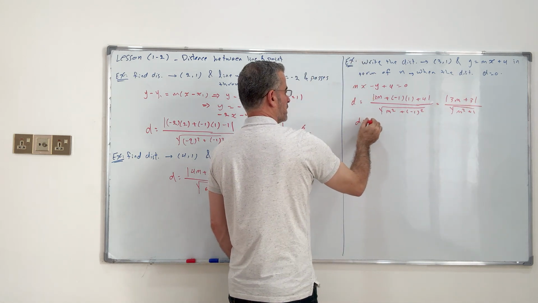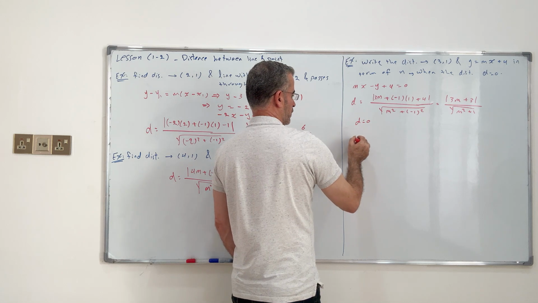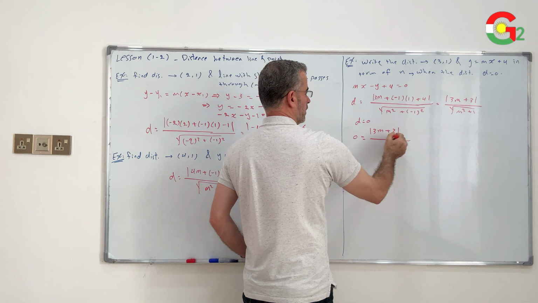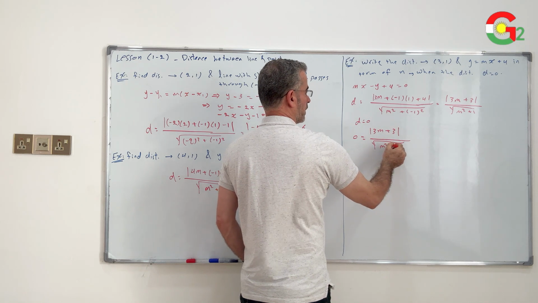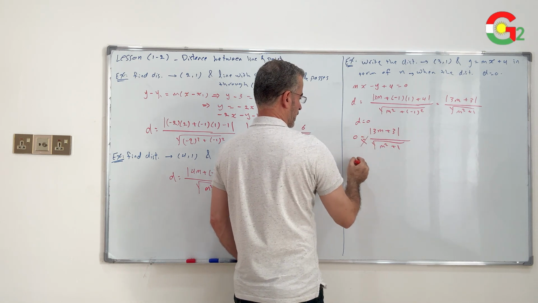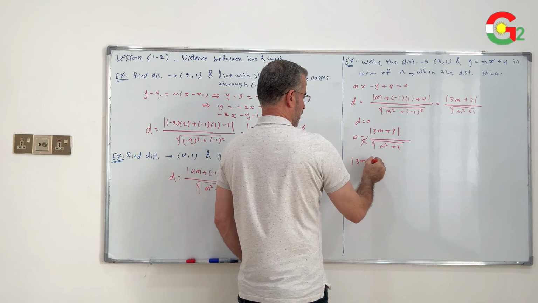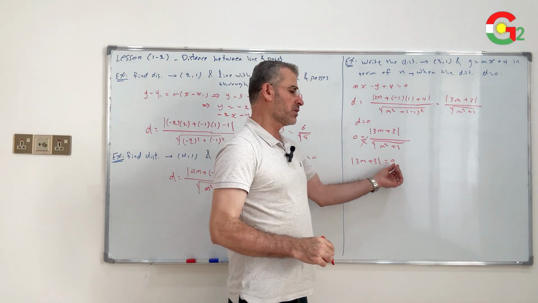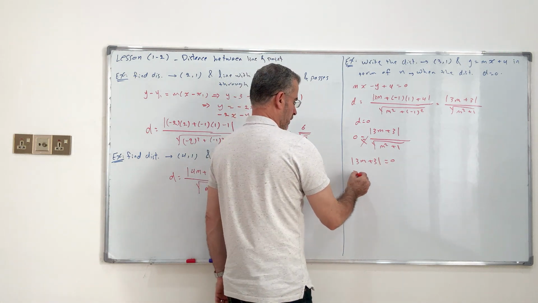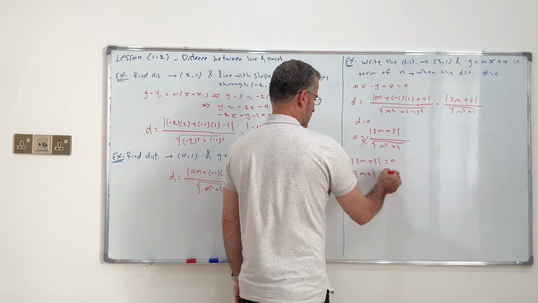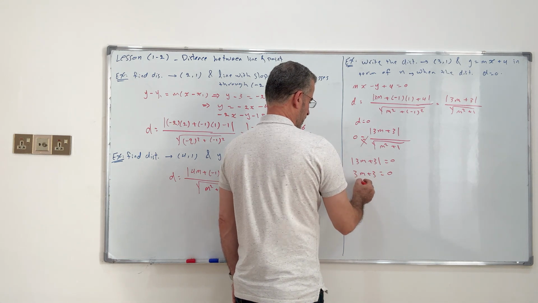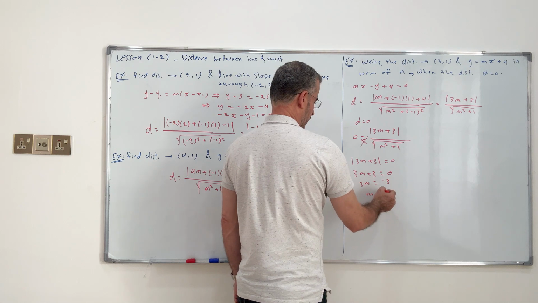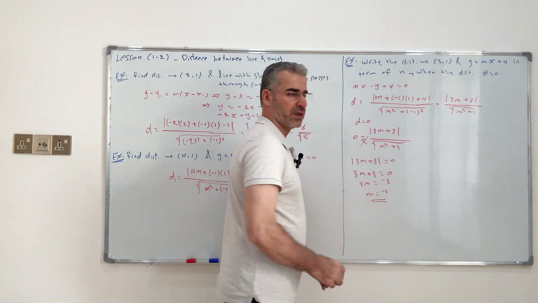When the distance equals 0, then 0 equals the absolute value of 3m plus 3 over the square root of m squared plus 1. Cross multiplication, then 3m plus 3 equals 0. Since 0 isn't affected by the sign, I can remove the absolute value. Then 3m equals negative 3, so m equals negative 3 over 3, which equals negative 1.